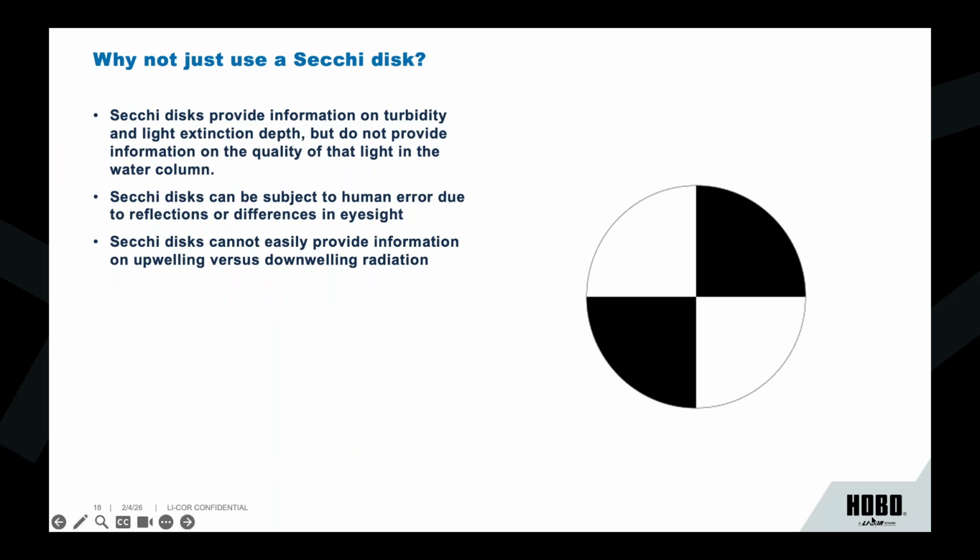So if we have different people using the Secchi disk, then different people could say, yes, extinction occurred at this depth, and others say, no, it was fine a little bit deeper. The third thing that a Secchi disk can't do is provide information on upwelling versus downwelling radiation. So now we need to explain what that is.